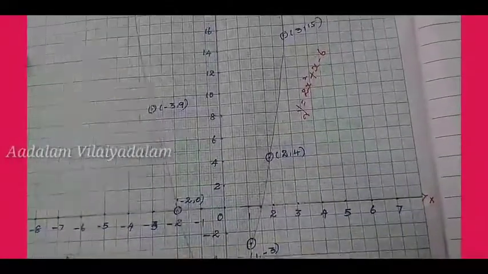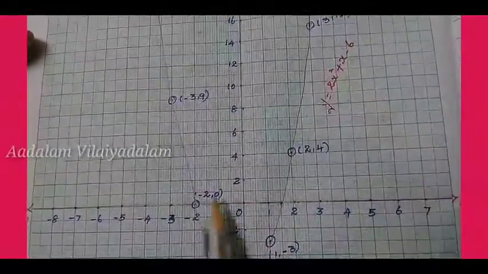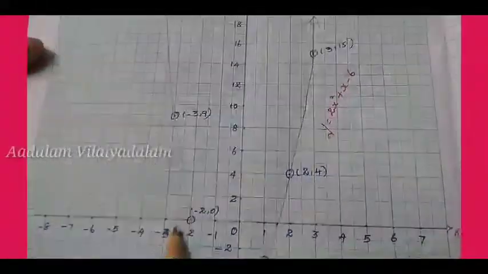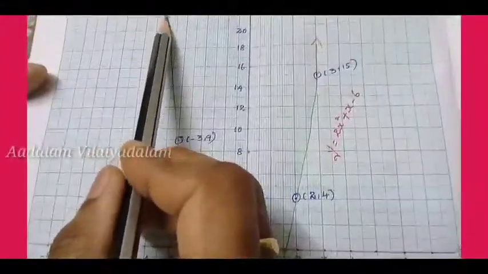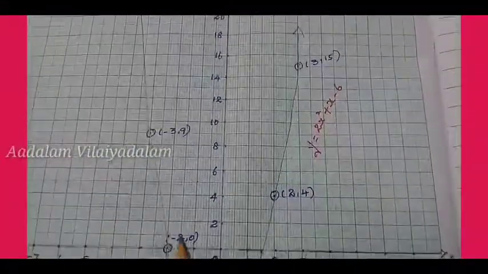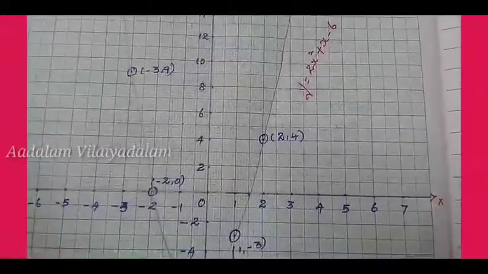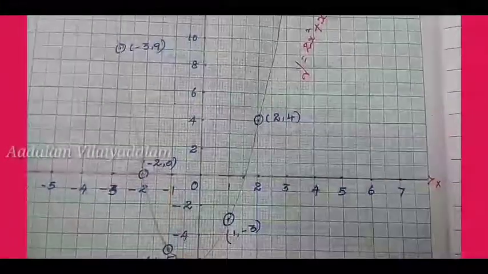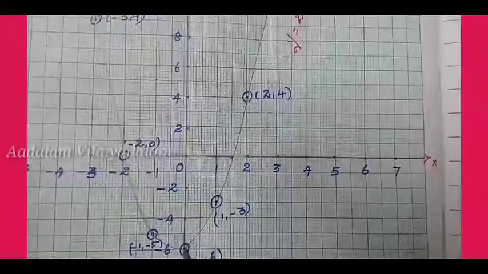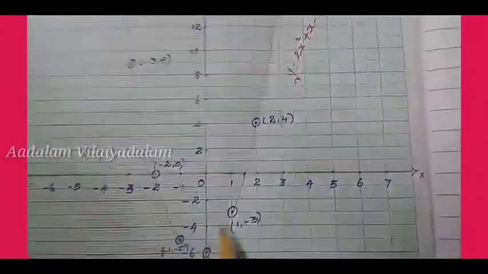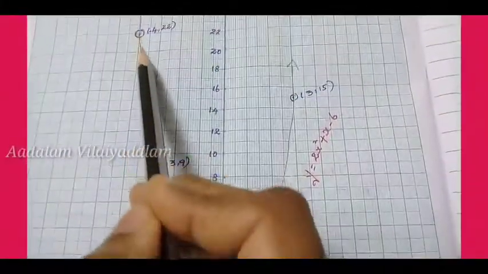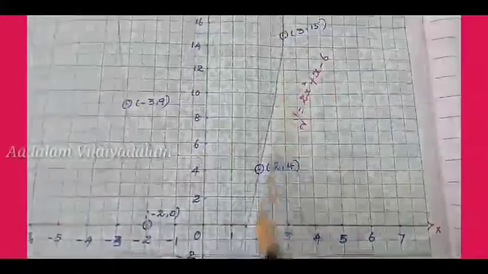The scale: in the x-axis 1 centimeter equals 1 unit. In the y-axis 1 centimeter equals 2 units. The first point minus 4 comma 22. So plot the point minus 4 comma 22. Second one minus 3 comma 9. Minus 2 comma 0 here only. Next minus 1 comma minus 5. 0 comma minus 6, so here x-axis 0, y-axis minus 6. Next 1 comma minus 3. 2 comma 4. 3 comma 15. So join the points. So we get the parabola like that.